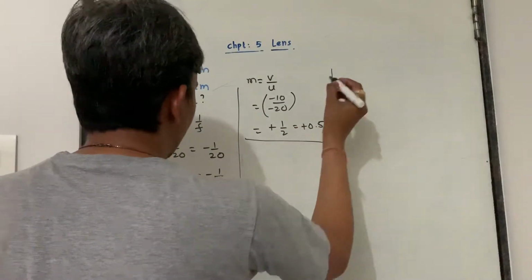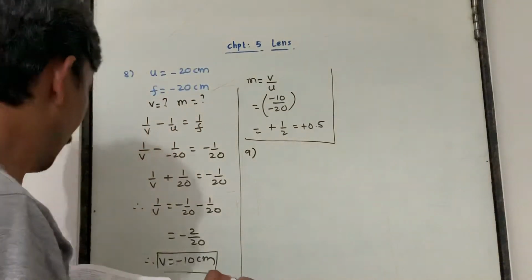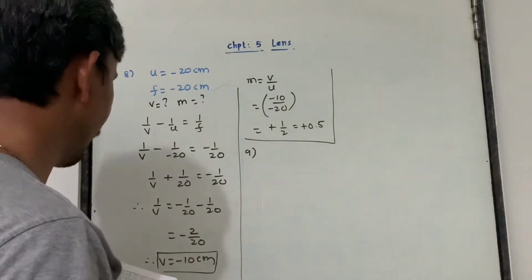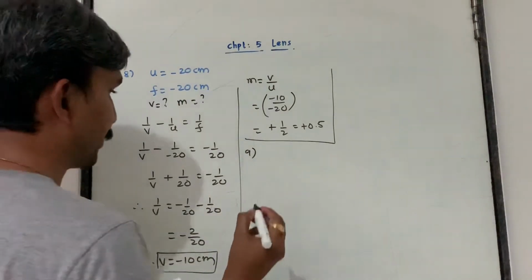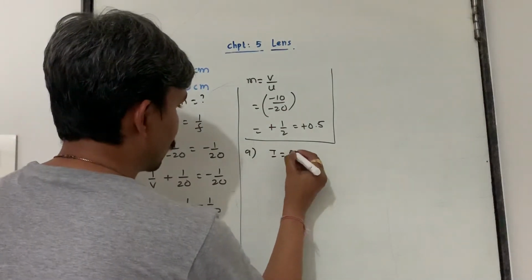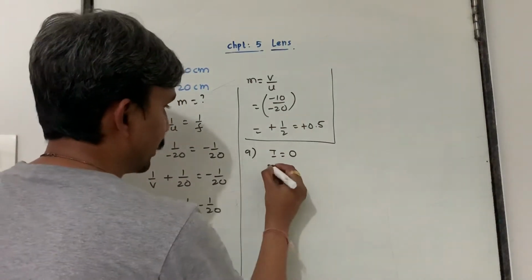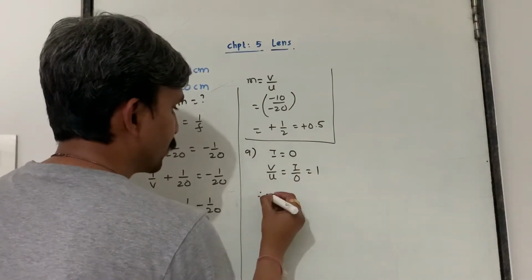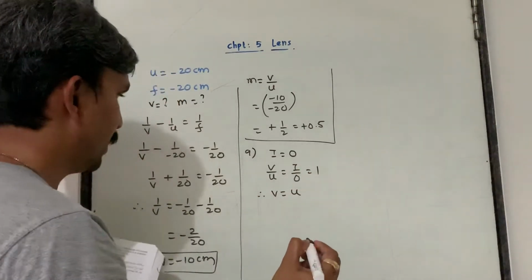Ninth is different. Check. A concave lens forms an inverted image of a size same as that of object. So your I is equal to O, right? So can you write your V by U is equal to I by O, which is equal to 1. So your V is equal to U, right?